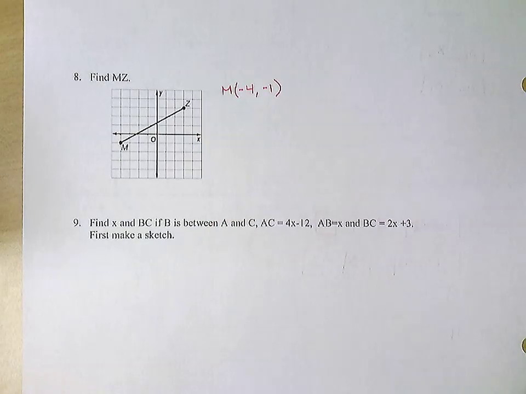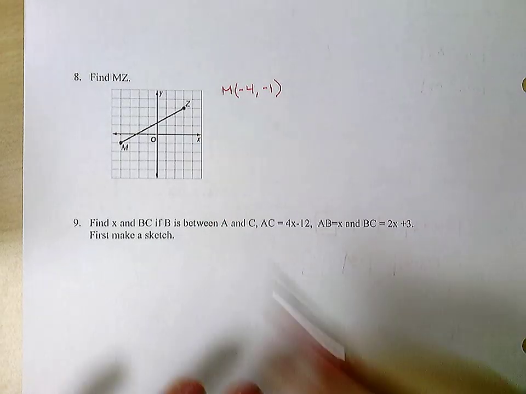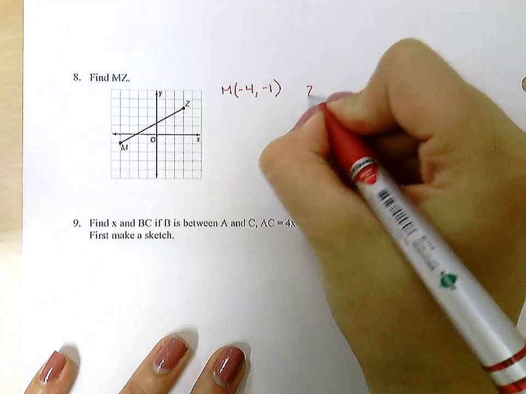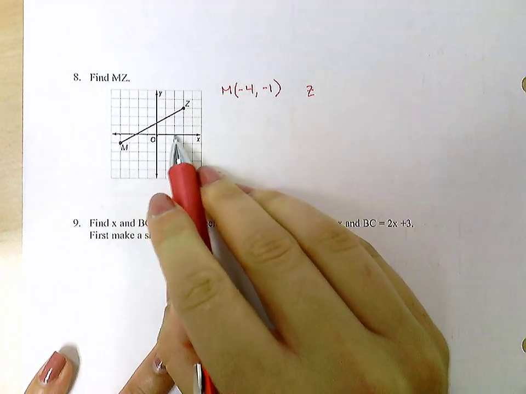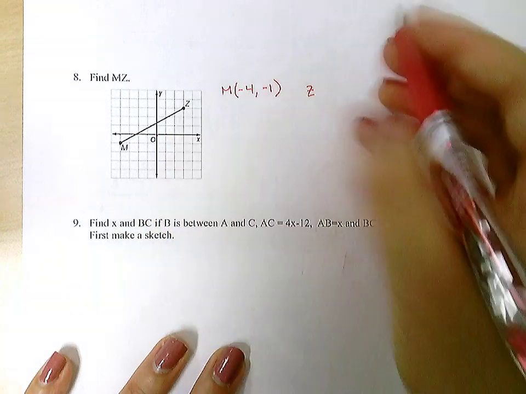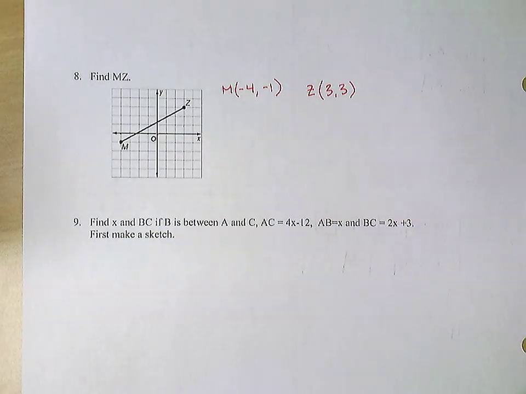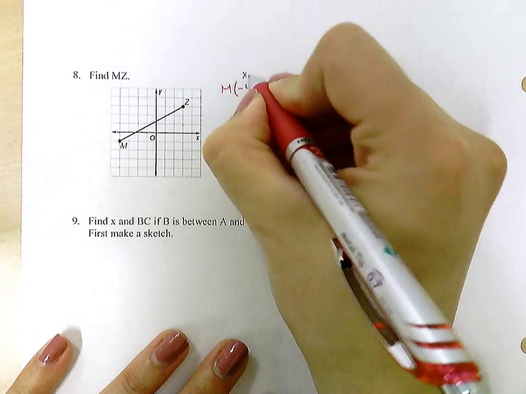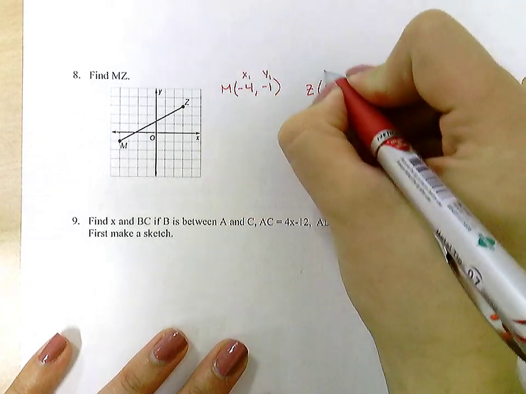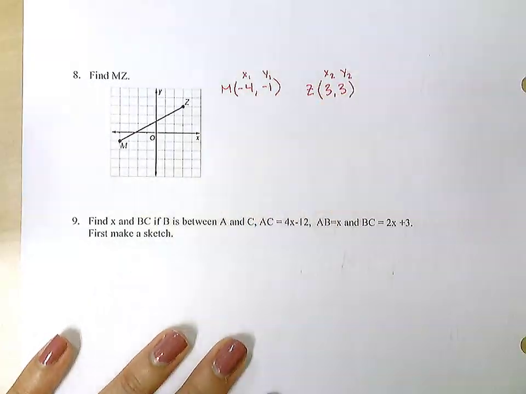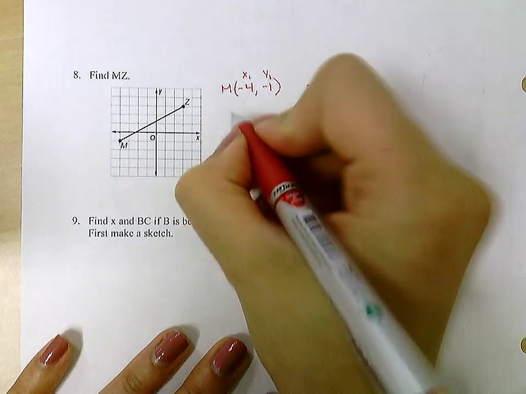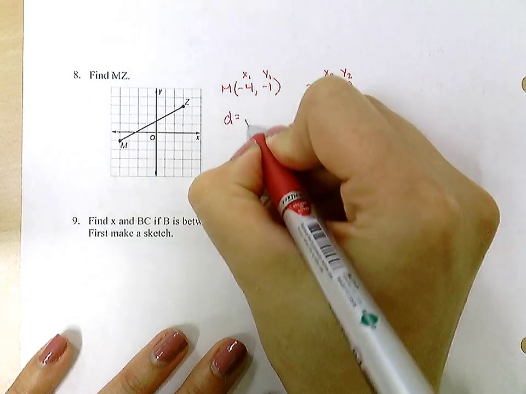So I just want to write out those coordinates. Point Z is at 1, 2, 3, 1, 2, 3. So Z is at 3, 3. And again, all I have to do is use my distance formula from here. So I can label my points x sub 1, y sub 1, and x sub 2, y sub 2, and plug them into my distance formula.